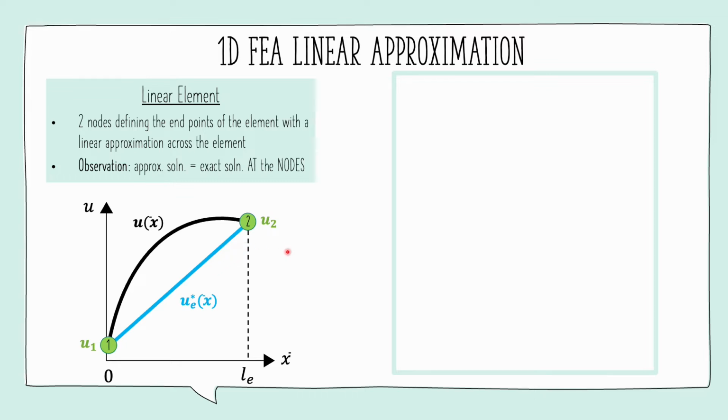So what a linear element does is it has two nodes here, which are defined by node 1 and node 2, and those represent the endpoints of the element with this linear approximation across the element. Now, one thing to observe here is that our approximate solution equals our exact solution at the nodes. So at node 1, we've defined our exact solution as U1, and at node 2, we've defined our exact solution as U2. So this observation is ultimately what's going to allow us to develop this linear approximation between our nodes.